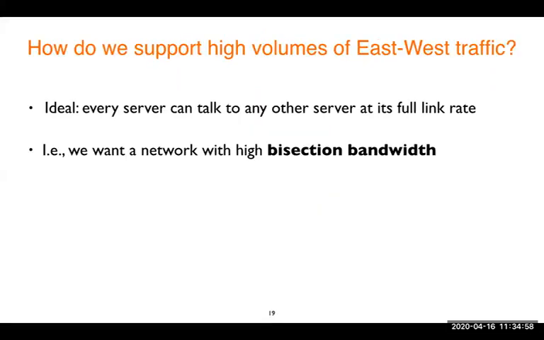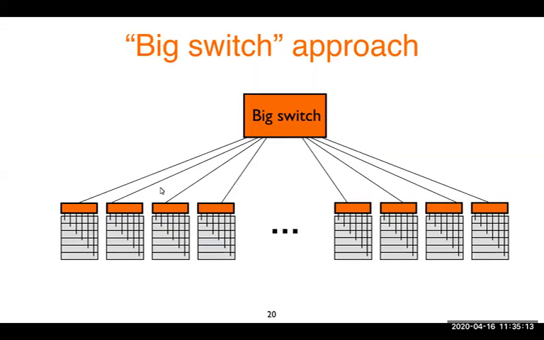So let's talk a little bit about how we're going to get this high bisection bandwidth. I'm going to walk through a few design options that are clearly broken, perhaps, but I think it's useful in order to set the path towards where we're trying to go. Let's start with what I'm going to call a big switch approach, which is I'm going to take every one of those racks and connect them all to one giant switch. This is clearly a bad idea for many reasons.